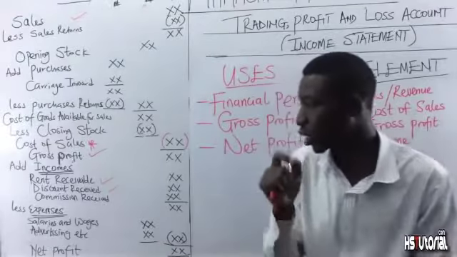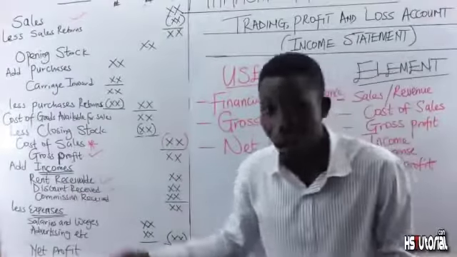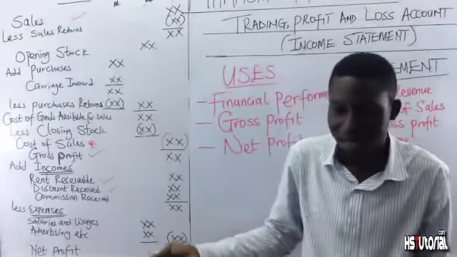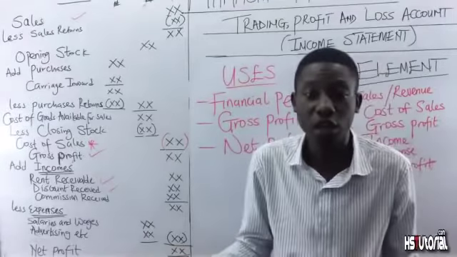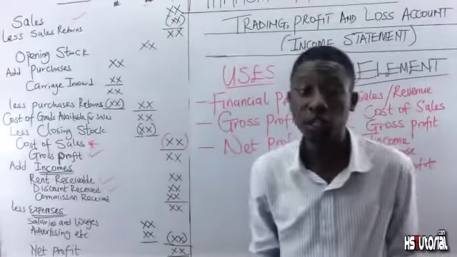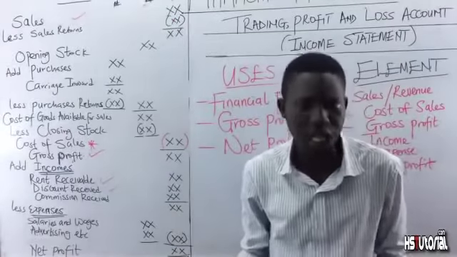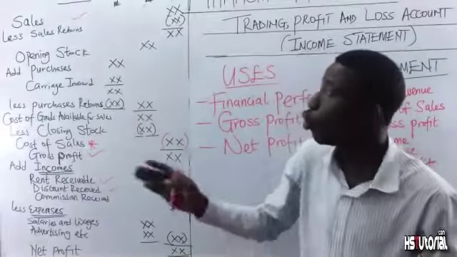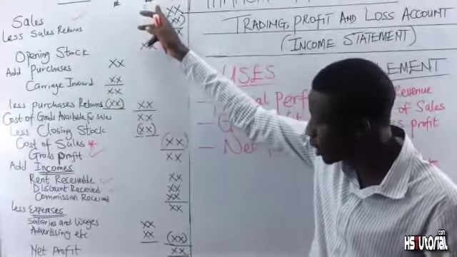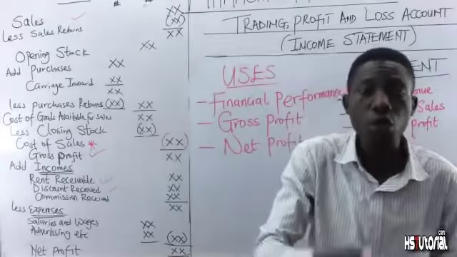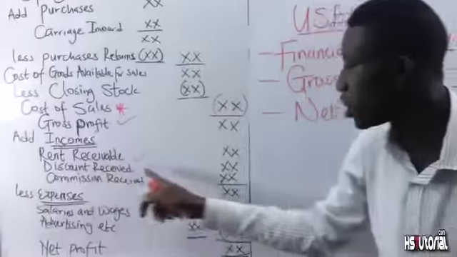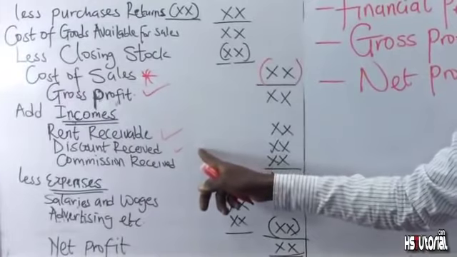Some people will feel, I bought the goods, I'm supposed to pay 5,000 naira, I didn't pay 5,000 naira, so let me write the 5,000 naira as part of the sales. No, they don't do it like that in accounting. You write the 5,000 naira as part of your sales, then your discounts received will have to be reflected here on the income side.